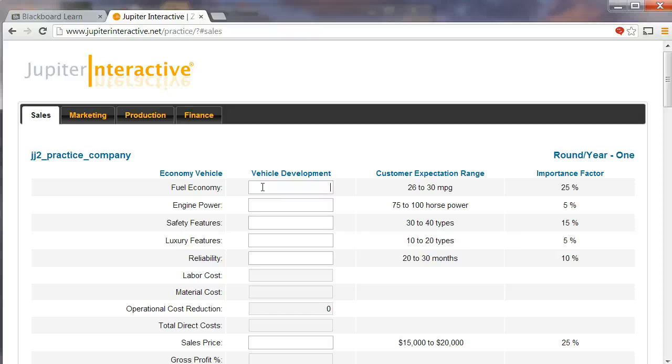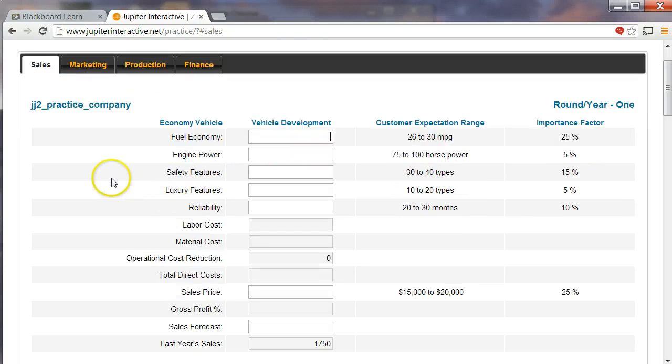Okay, so I'm in the practice, and for the economy class vehicle, I need to decide, here's what my customers are expecting, and this is how important it is to their buying criteria. So I'm going to build a car, and let's see, fuel economy is important, so maybe I give them good fuel economy. Engine power is not so important, so I'll make that less. And I'll just go in here.